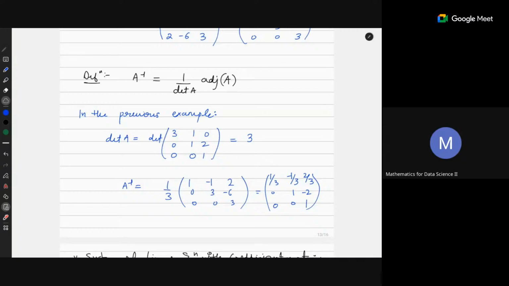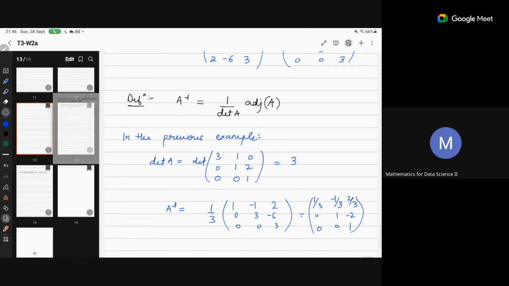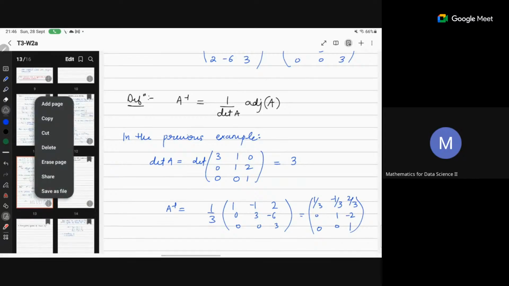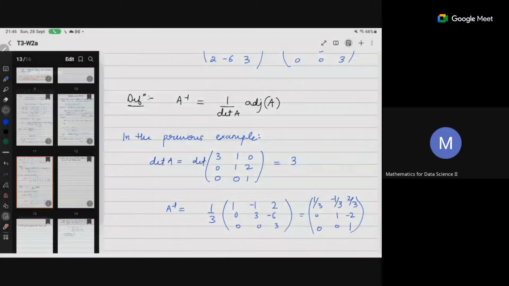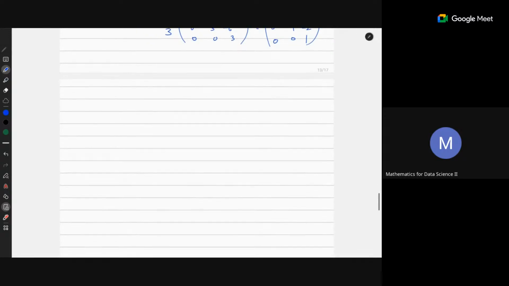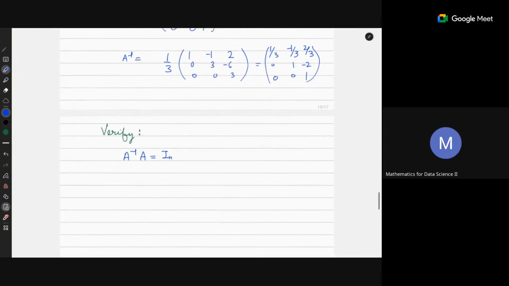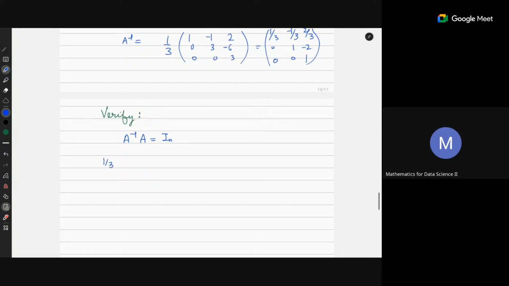All right. You can also check this by multiplying the matrix. If you want, we can do the verification as well. So let's verify. What was A? Verification means multiplying A inverse with A will give you the identity. So what is A inverse? It is 1/3, -1/3, 2/3, 0, 1, -2, 0, 0, 1.